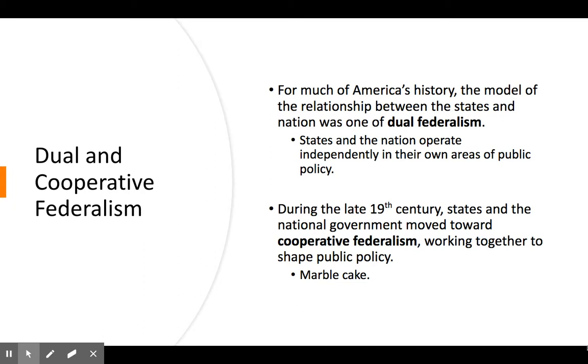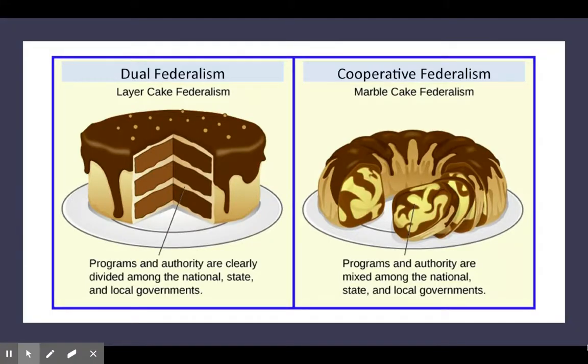I have marble cake federalism here because this is a really good visual as to how to remember dual federalism and cooperative federalism. You can think of dual federalism as layer cake federalism. You have your layer cake here with each separate layer. You can think of each of those layers as a different level of government. Just like each layer of the cake is independent, programs and authorities within the different levels of government are going to be clearly divided between the national, state, and local governments.